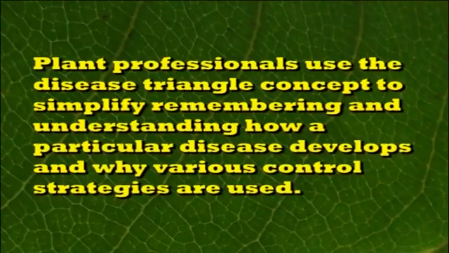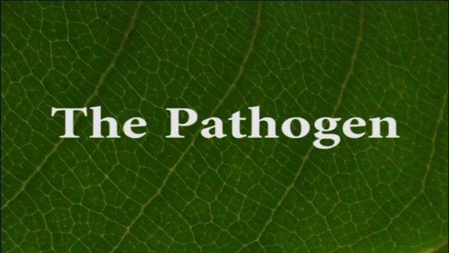Production practices followed by large growers and home gardeners serve to modify the interaction of these three factors to reduce or unwittingly increase the overall impact and severity of plant diseases. Plant professionals use the disease triangle concept to simplify remembering and understanding how a particular disease develops and why various control strategies are used. Next is the pathogen.